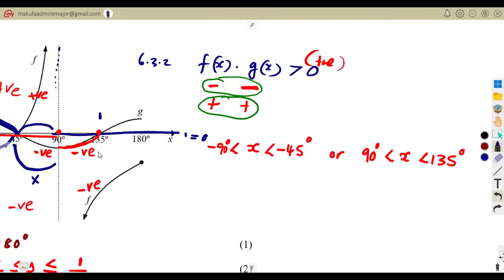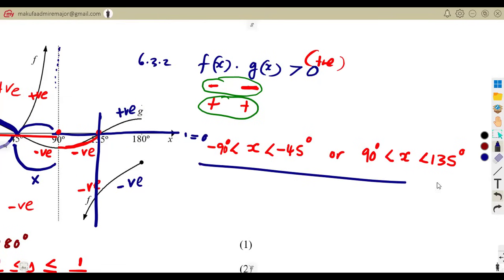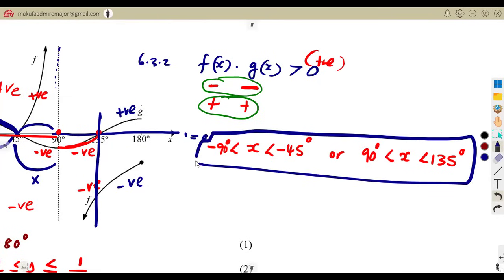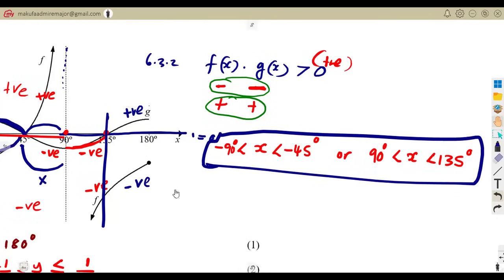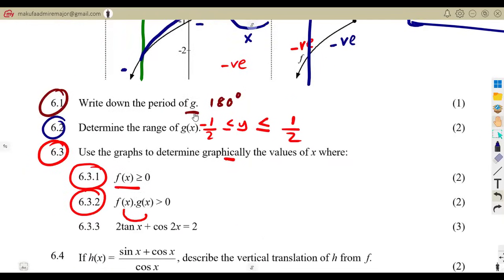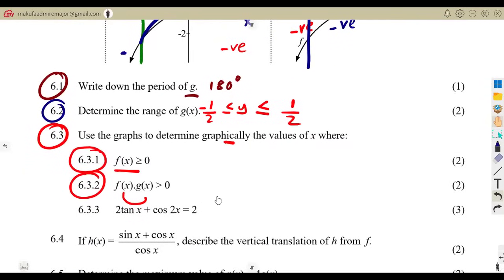Moving on from 135, we can see that G is now on top of the x-axis. It's now in the positive region, whereas F is in the negative. So we cannot take this region because one is positive, one is negative. So the best solution was going to be within these two intervals. That is where we have both functions being greater than 0. All right.